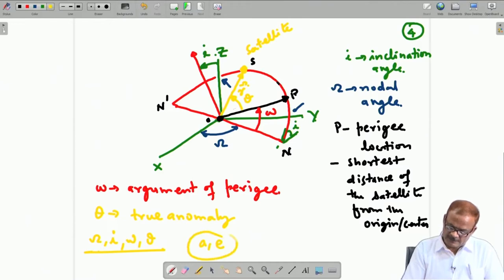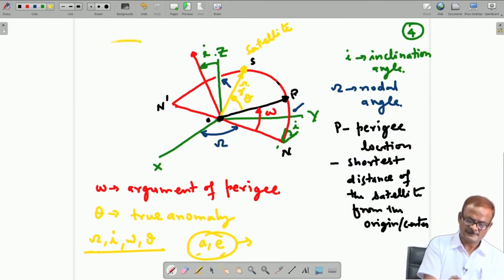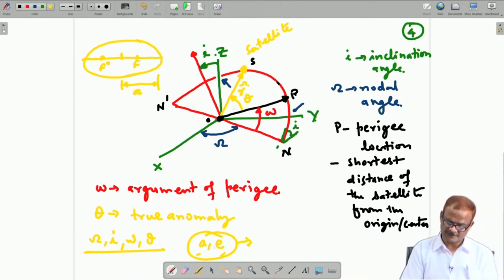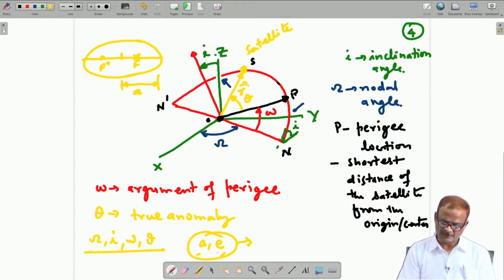The remaining 2, A and E, are related to the orbit, which are the semi major axis and the eccentricity. So, the semi major axis, in the case the orbit is elliptical, and this is one of the foci, this is another focus F star. And this is the center. So, the distance from here to here, as we have done in the conic section, is your semi major axis, and the eccentricity E we have already defined, and again we are going to define it.